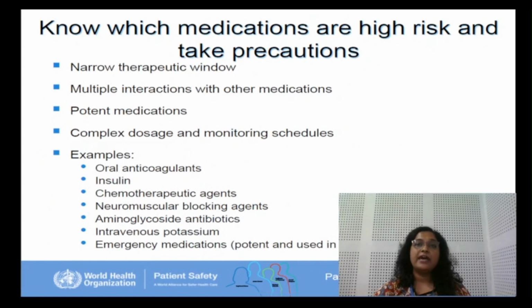Make a list of narrow therapeutic window drugs relevant to your practice, potent drugs, drugs with too many interactions, for example, carbamazepine or certain antifungals, drugs which have complex dosing and monitoring schedules. Other examples of such high-risk medications include oral anticoagulants, insulin, chemotherapeutic agents, muscle relaxants, intravenous calcium, potassium, and others.